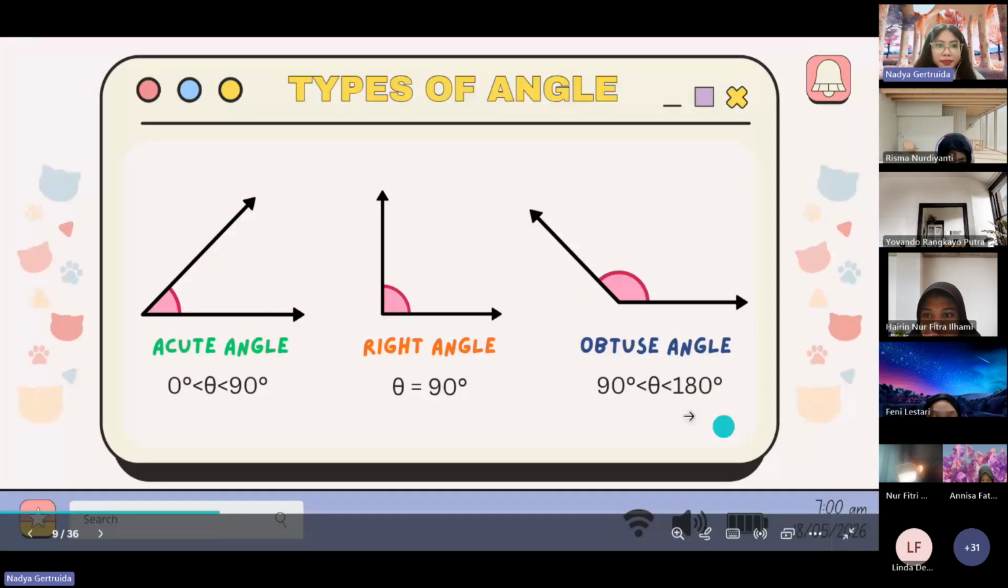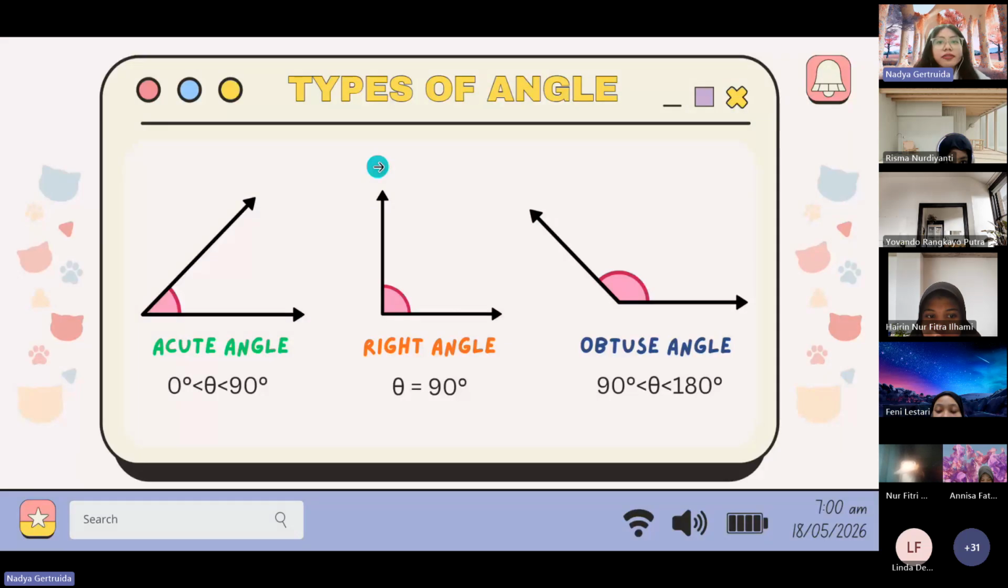And next, we move to types of angles. Angles have many types. The first one is the acute angle. An acute angle is when theta is greater than 0 degrees but less than 90 degrees. The second one is the right angle, when theta is exactly 90 degrees. And the third one is the obtuse angle. An obtuse angle is when theta is greater than 90 degrees but less than 180 degrees.